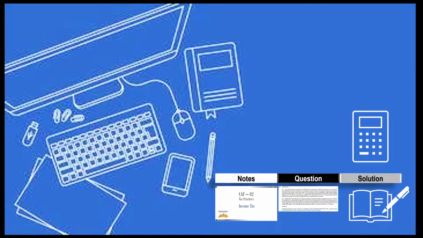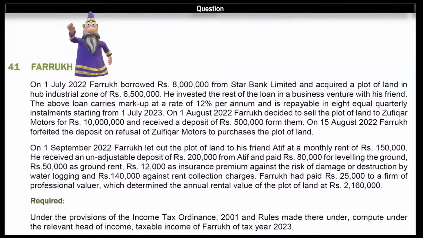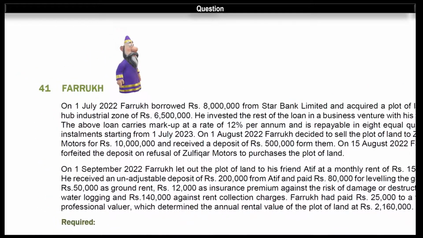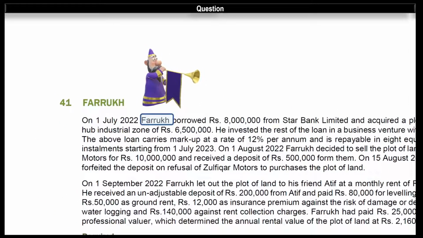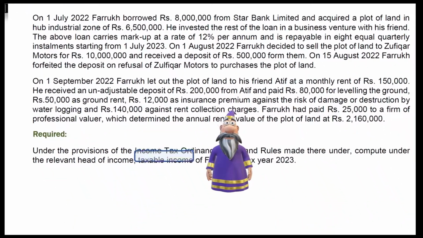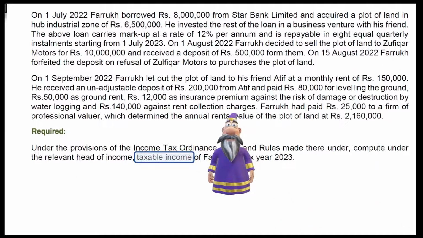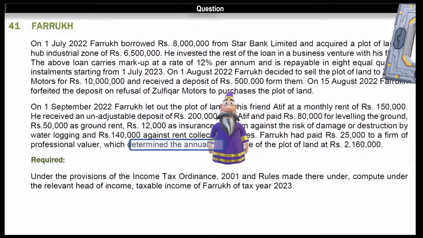Please read the question carefully. You can pause video to read it. Please note that the taxpayer in this question is an individual, Mr. Farrak. Have a look at requirement of question. You are required to compute only one item. The taxable income of Mr. Farrak.